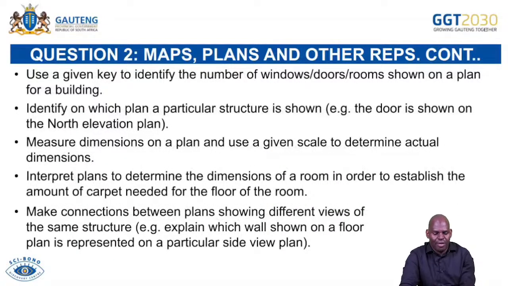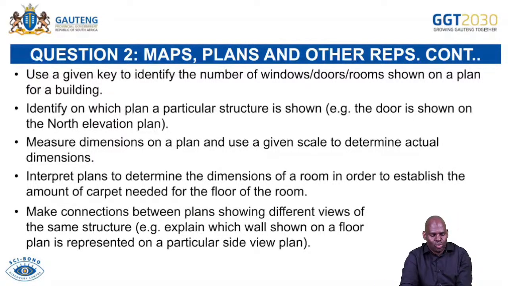Then again, under maps and plans, use a given key to identify the number of windows, doors, and rooms. The symbols will be indicated there. You must know the symbols. You must know that this symbol is for a window, or this one is for a door. This one is for a bathtub in the bathroom. This one is for a basin, and so on.